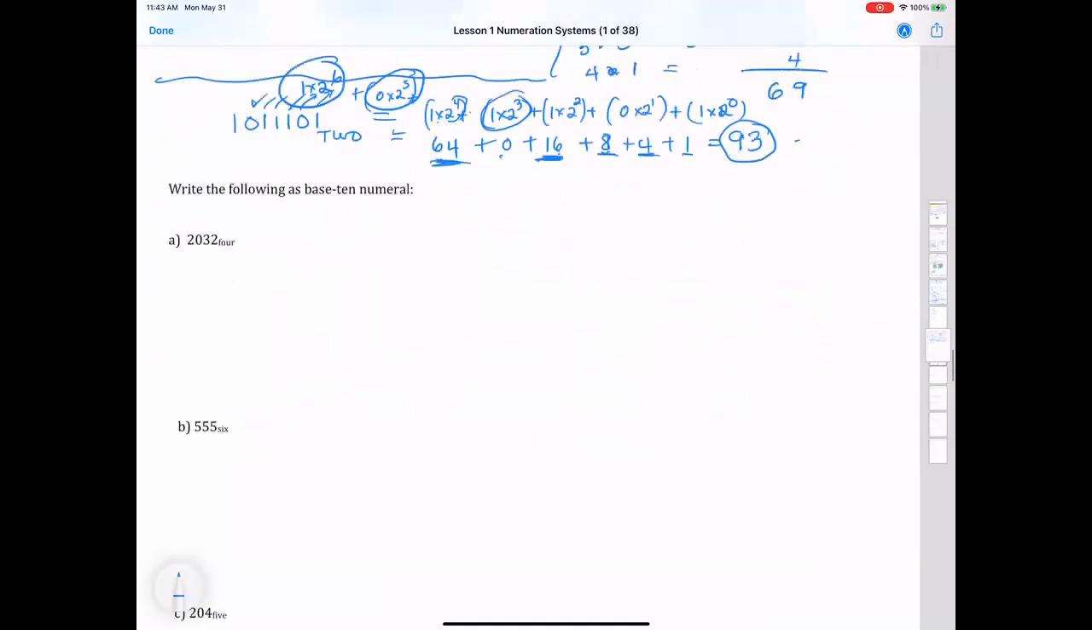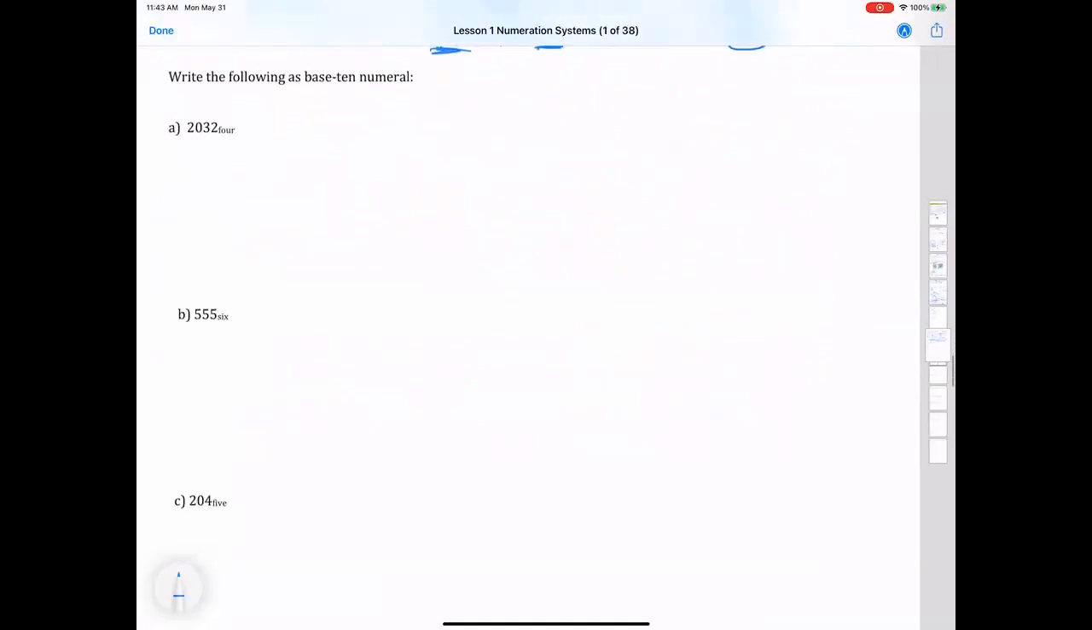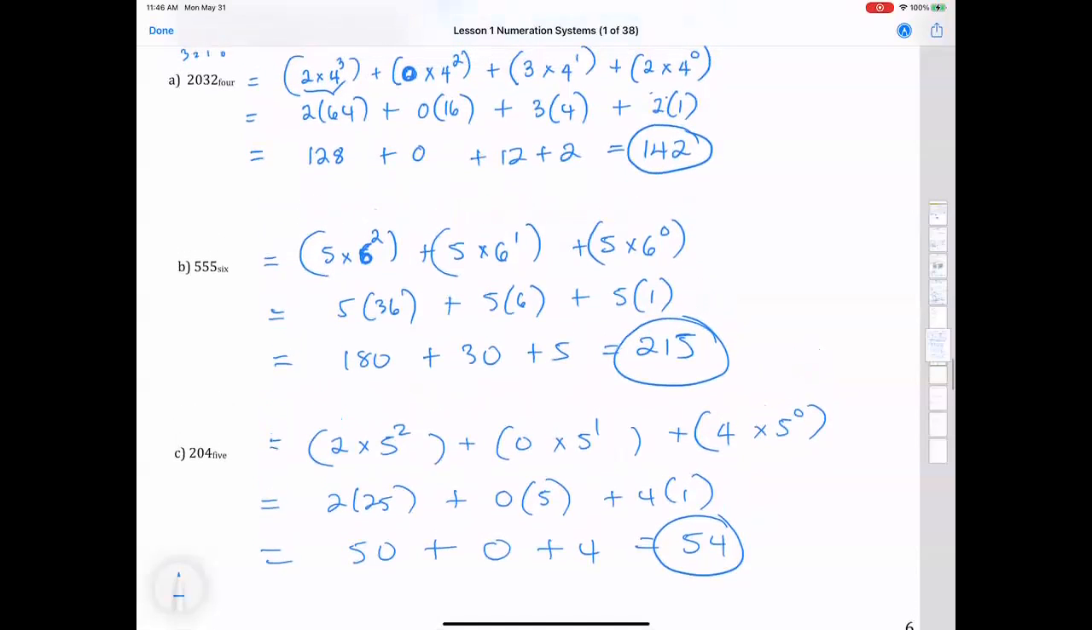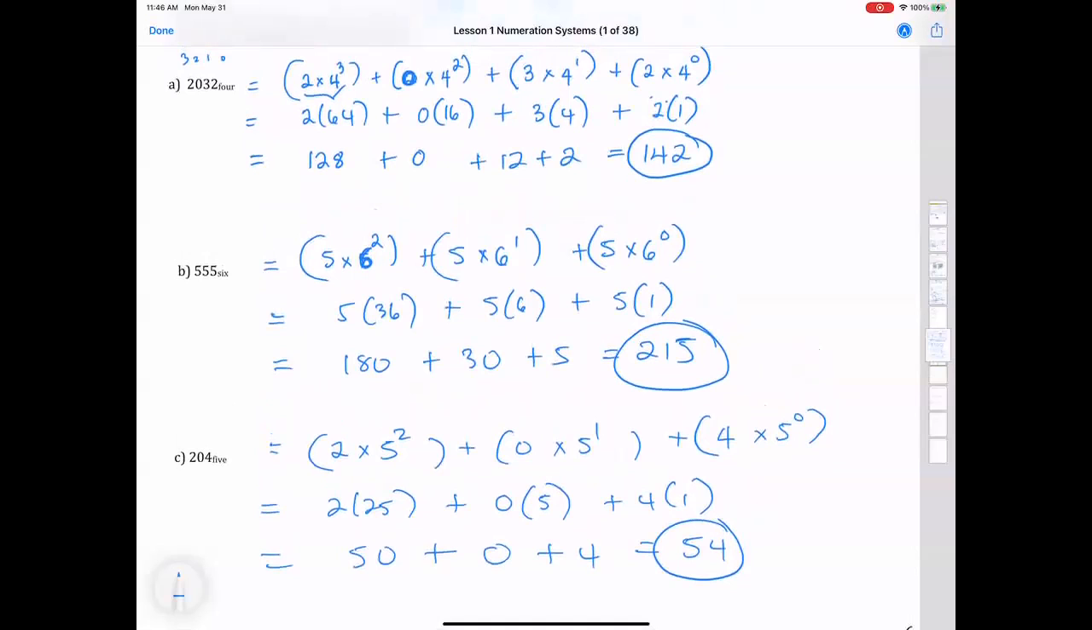So how do you write the following in base 10 numeral? You could pause the video and try answering the question. Okay, so here are the answers to these 3 questions. I have shown you the work.